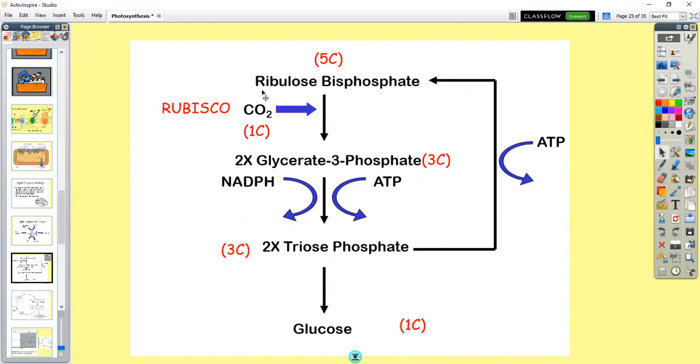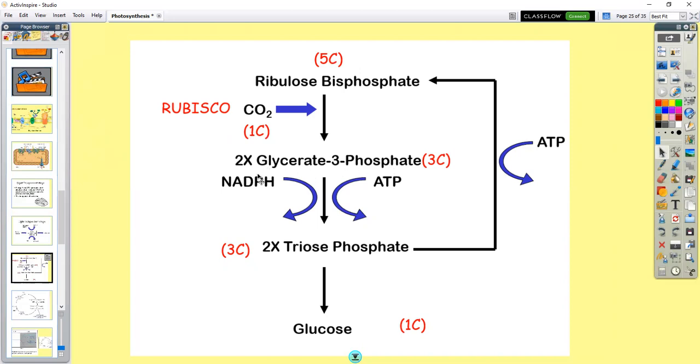RuBP, or ribulose bisphosphate. Carbon dioxide is what they call fixed to that with an enzyme called rubisco, the most abundant enzyme on Earth, most important enzyme on Earth as well. If you think about that, one carbon from carbon dioxide and 5 carbons from RuBP makes a 6-carbon molecule, which is very reactive and splits immediately into 2 3-carbon GP or glycerate phosphate molecules.